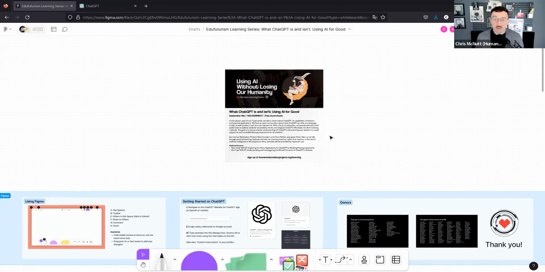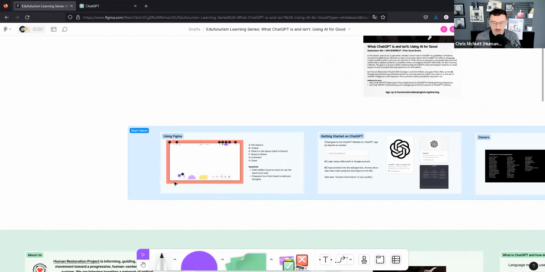To give a brief introduction of what we're talking about, and we'll talk more about ourselves here in a second. This is our first of 3 sessions on ChatGPT and other large language learning models. This is going to be hosted on our Figma.